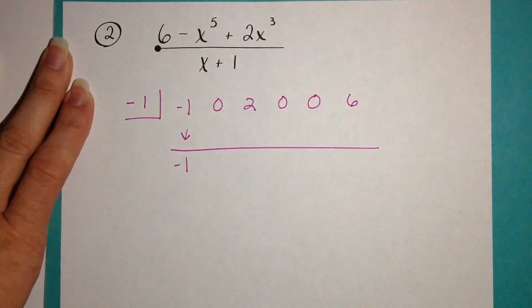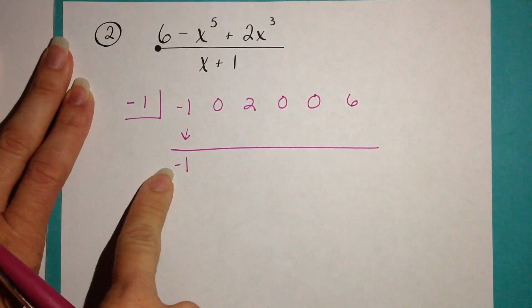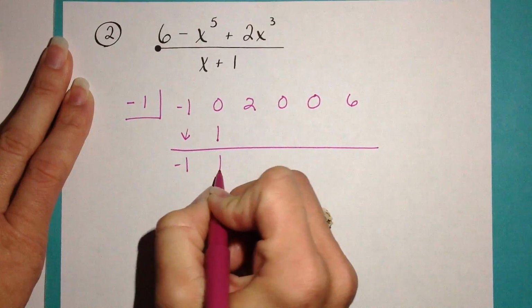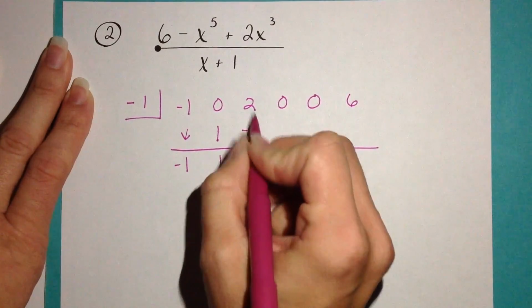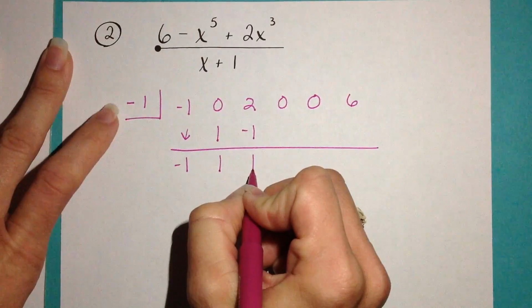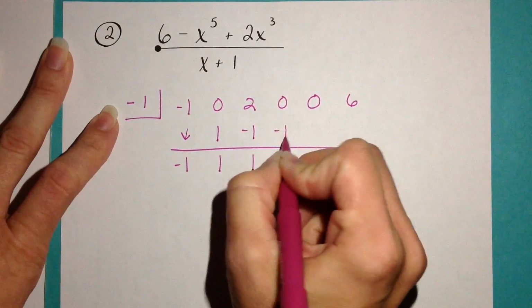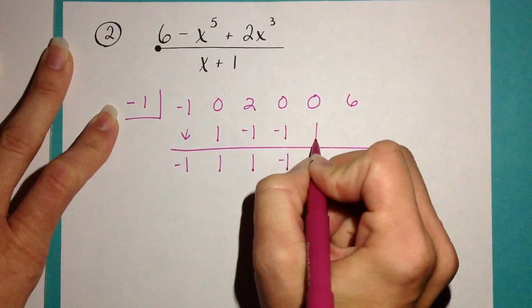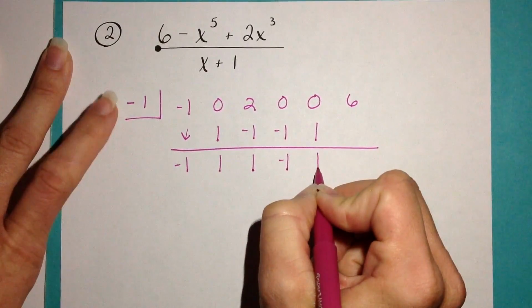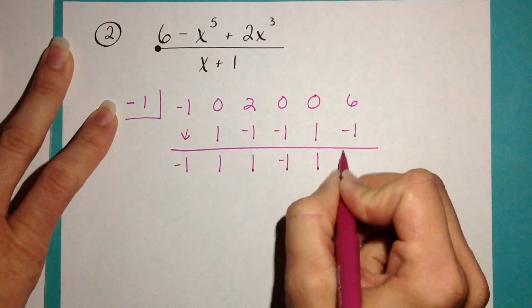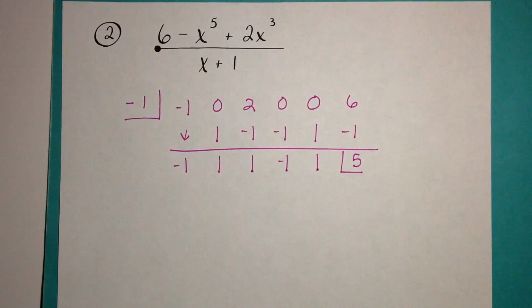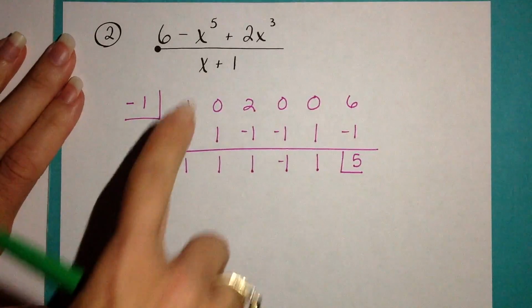Okay, bring the first number straight down. So start by multiplying. Negative 1 times negative 1 is positive 1. Add, you get 1. Negative 1 times 1 is negative 1. Add, you get 1. Negative 1 times 1 is negative 1. Add, you get negative 1. Negative 1 times negative 1 is positive 1. Add, you get 1. Negative 1 times 1 is negative 1. Add, you get 5.